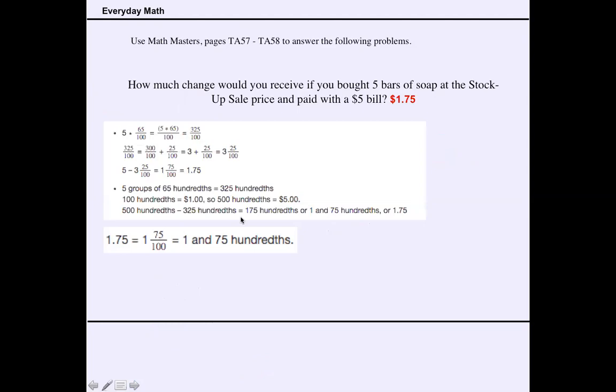Okay, and here are different strategies. I'm going to put this PowerPoint up with my lesson, so make sure to go back and look at the different strategies. I always kind of do a mix of some. So we kind of did this first one, and then this one is how it would be said in words. And then we all get the same total result, which is $1 and 75 hundredths, or $1.75.